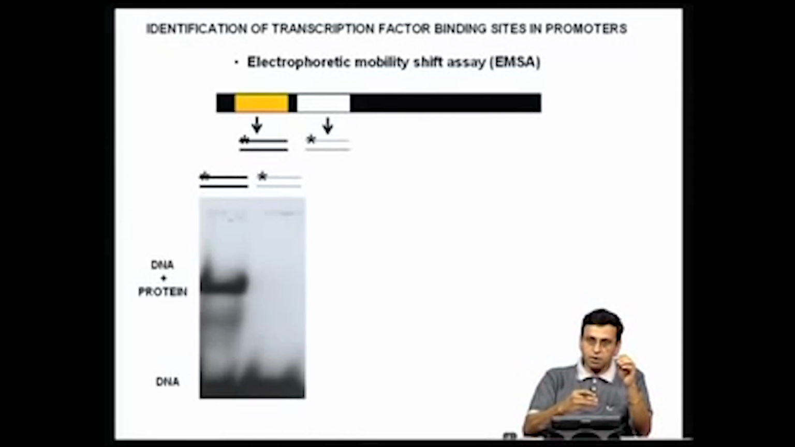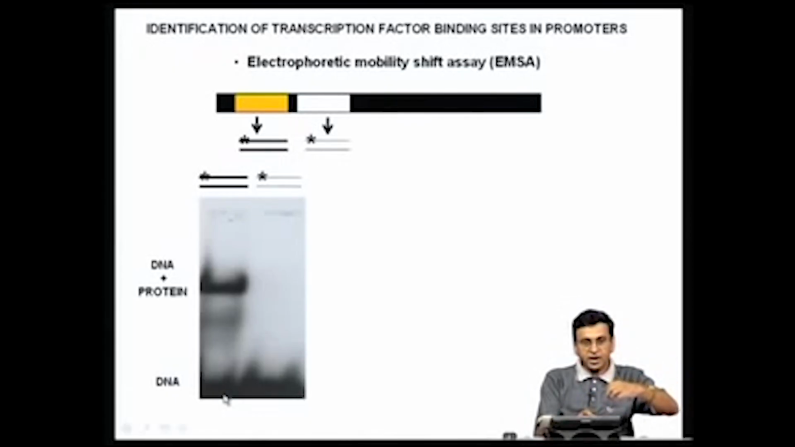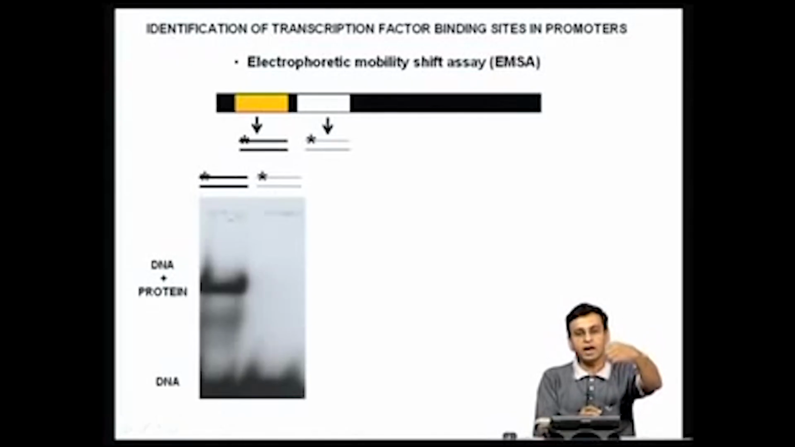In a polyacrylamide gel, you do an electrophoresis. When you do an electrophoresis, what happens? When the DNA is not bound to any particular protein, it will move faster, and therefore it will have faster mobility. But if this DNA fragment is interacting with a specific protein inside these nuclear extracts and is forming a complex, because of the formation of the DNA protein complex, the mobility of this DNA gets shifted. That is what is called an electrophoretic mobility shift assay.